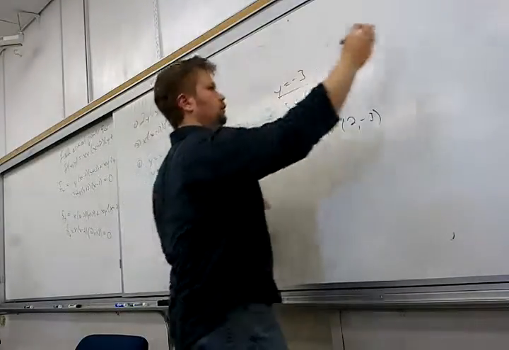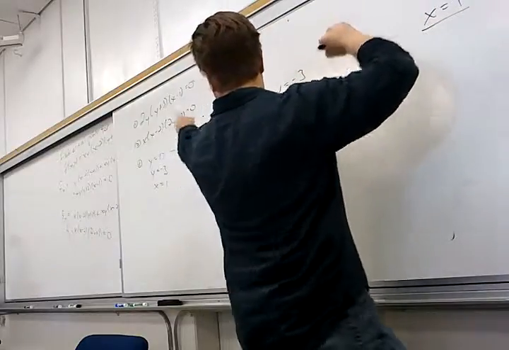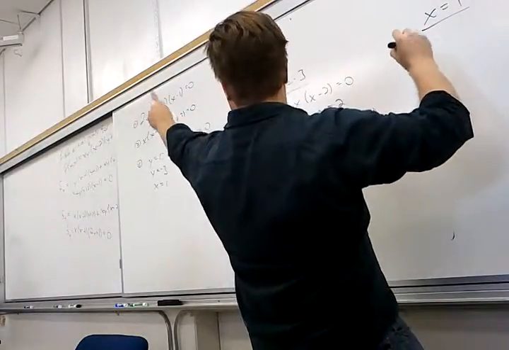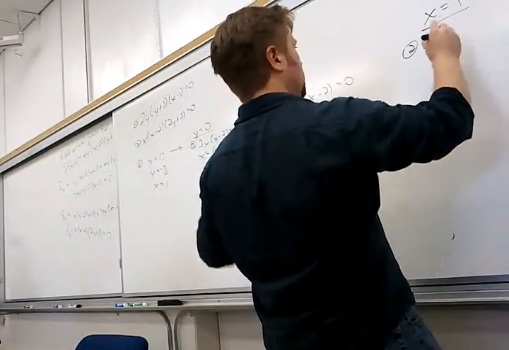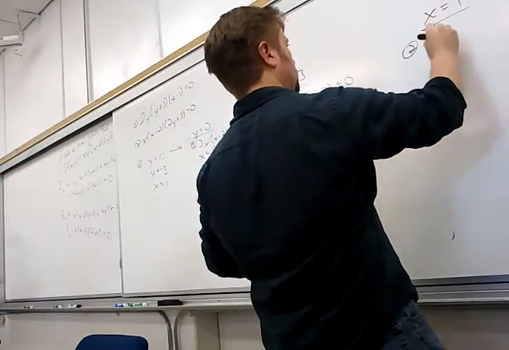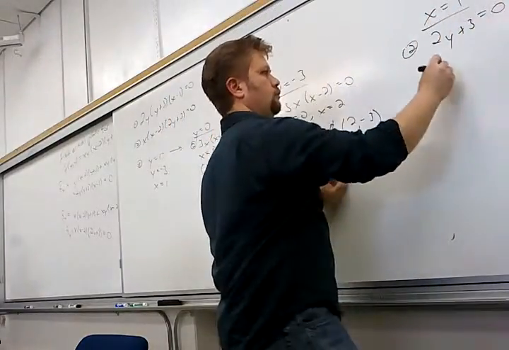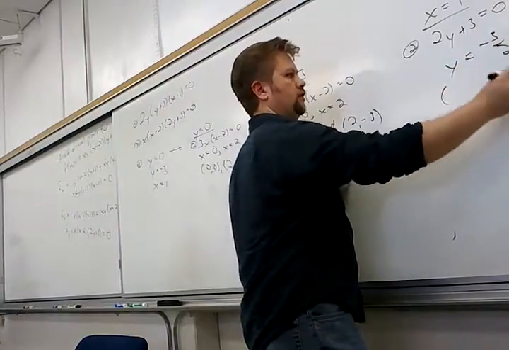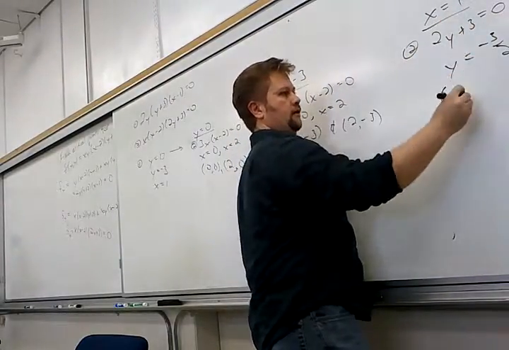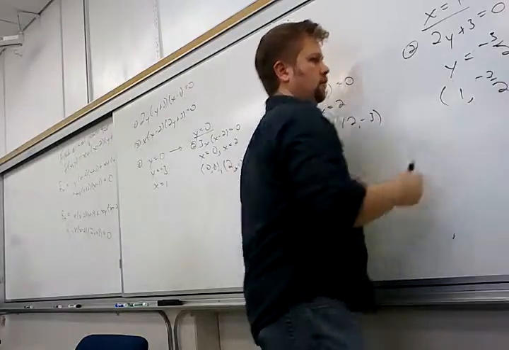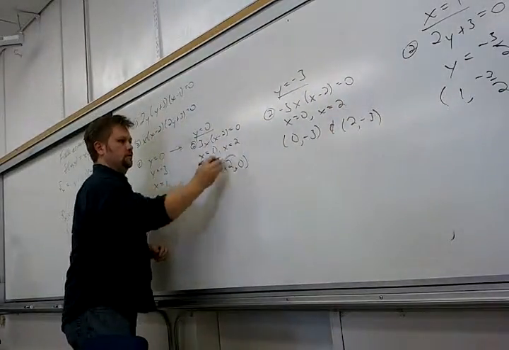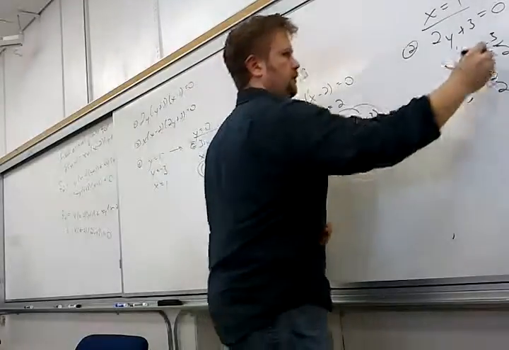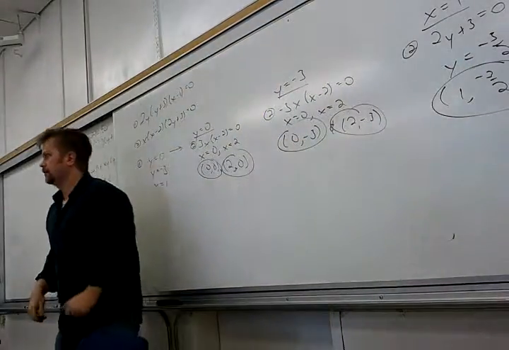And finally, if x equals 1, then 1 times 1 minus 2 is negative 1, so I get 2y plus 3 equals 0. y equals negative 3 halves, so what critical point do I get there? (1, negative 3 halves). So I get 1, 2, 3, 4, 5 critical points.